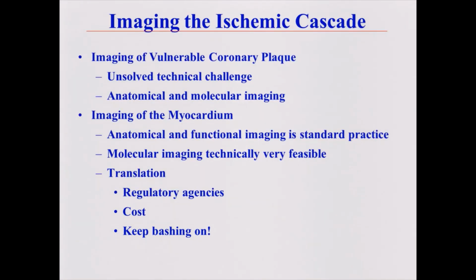So in wrapping up, where are we to go back to that ischemic cascade we talked about? So in terms of imaging the vulnerable plaque, this is an unsolved technical problem. And not just the molecular imaging of vulnerable plaque, the anatomical imaging of vulnerable plaque has not yet been solved. And before one can do molecular imaging, one has to do plain good old anatomical imaging. So this is an area where we still have a lot of work to do and a long journey to travel. Imaging of the myocardium, as I hopefully have convinced you, well, anatomical and functional imaging is standard practice.